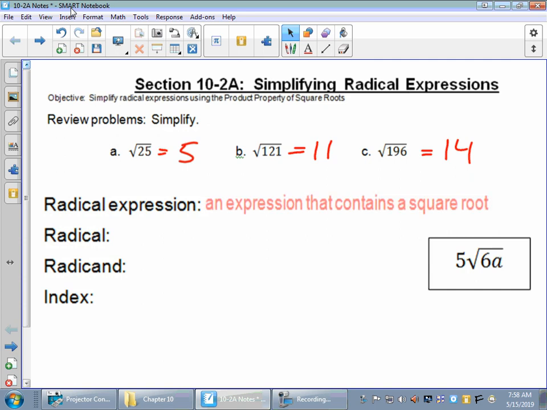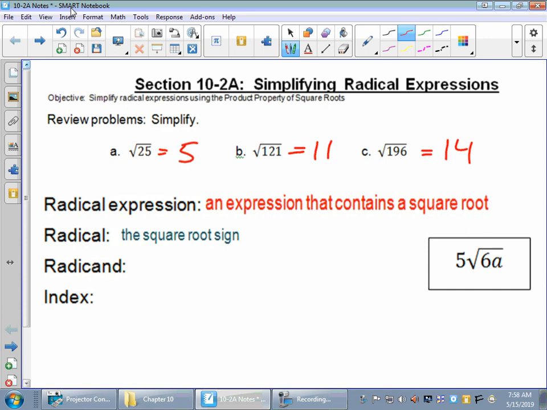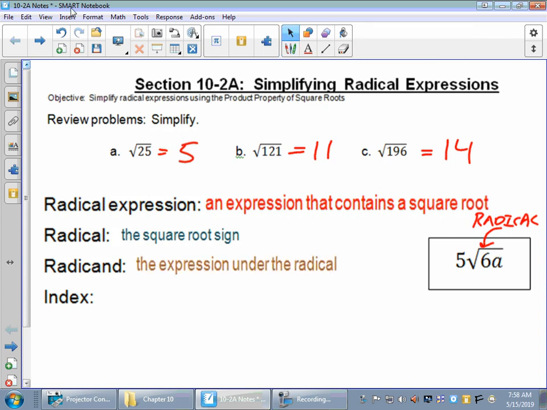Let's talk about the square root and what each thing is and how we refer to them. A radical expression is an expression that contains a square root. So over here to the right, this 5 times the square root of 6a is a radical expression. The radical part, that's the square root sign. So we call this the radical. And then the radicand is the expression that's underneath the radical. So our radicand would be this 6a there.